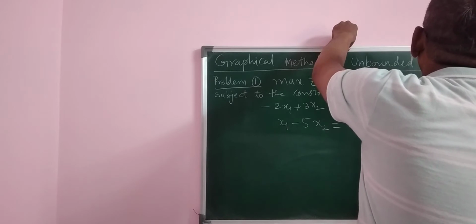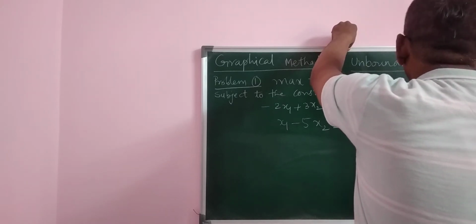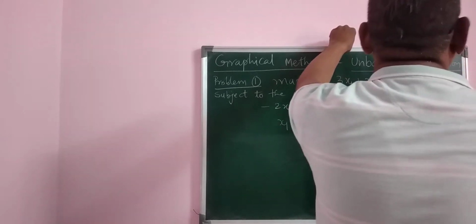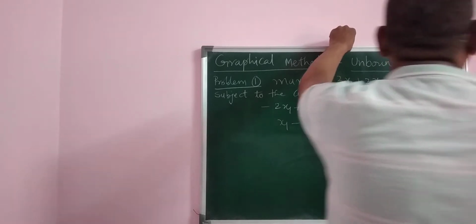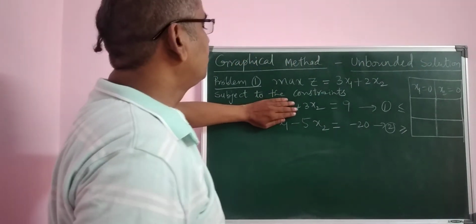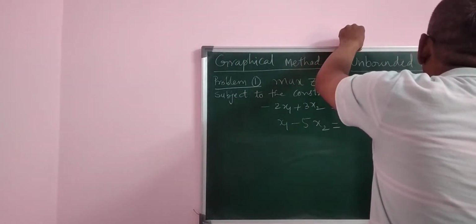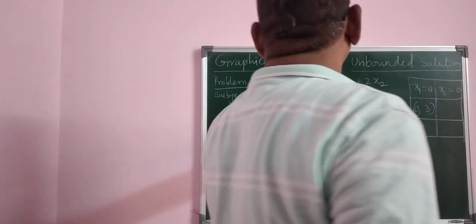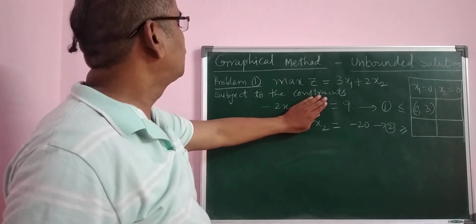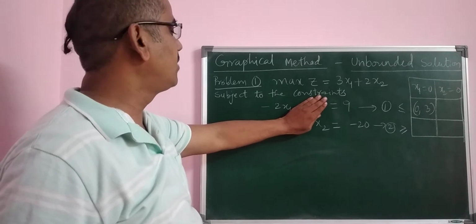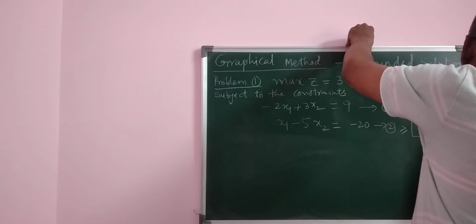Now what I do, I consider x1 equal to 0 and x2 equal to 0, so that I obtain two particular points for each equation. If x1 is equal to 0, then 3x2 is equal to 9, so x2 is equal to 9 by 3, that is 3. So it is the point (0, 3). And if x2 is equal to 0, then minus 2x1 is equal to 9, that is x1 is equal to minus 9 by 2, minus 4.5. So this is the point (minus 4.5, 0).